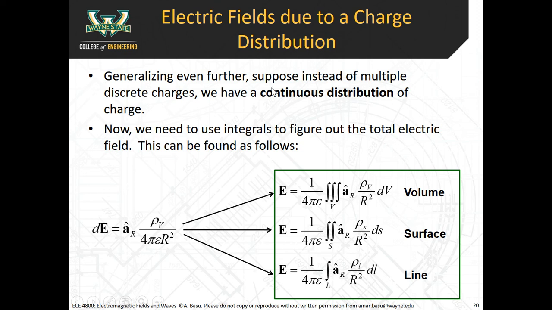dE is equal to A sub r. This A sub r is the unit vector that's pointing away from one of the charges on the surface or volume. And this is rho v as the charge density, over 4 pi epsilon r squared. So essentially, this is Coulomb's law, okay? What we're doing here is we are taking Coulomb's law and we're integrating it. Why are we doing that?